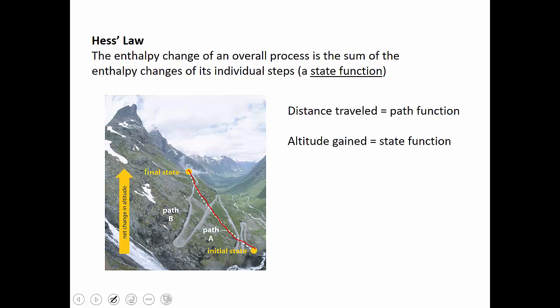So when we're looking at these two paths, path A is shorter. Path B is longer, and so the distance traveled is what's known as a path function. So when we're looking at how far each person walked, it's different. So it's determined by which path you take.